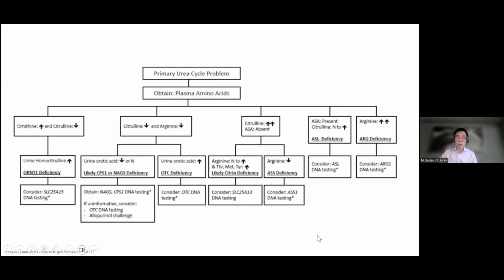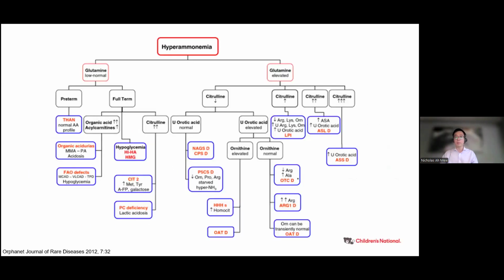I'm not going to go through it in detail here, but just to share with you that there's somewhat of an algorithm to go through, depending on what you're seeing on your amino acid profile, that would help you identify which urea cycle disorder you should be thinking about. Of course, you don't always know with a patient coming in that they have a urea cycle disorder. So in a broader schema, given that there are many different conditions that can cause hyperammonemia, there are some things you can identify on either amino acid profile or organic acid profile that would help you develop a differential diagnosis.